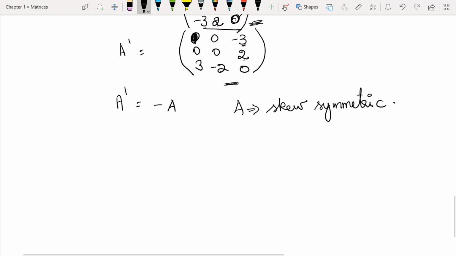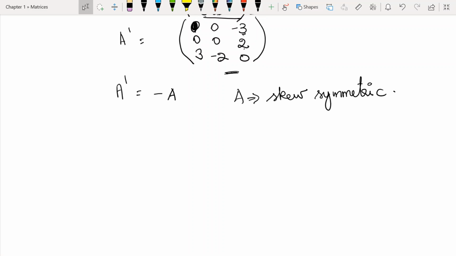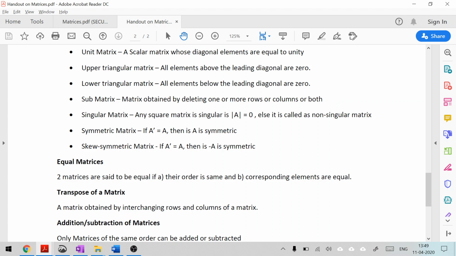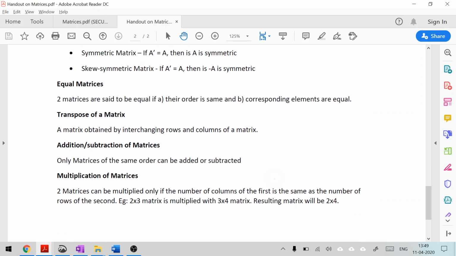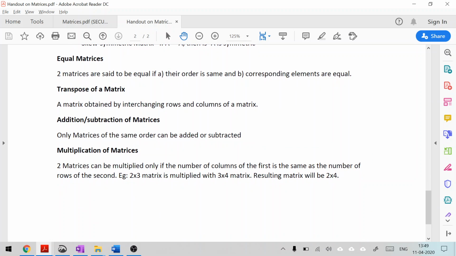I hope you've got the idea of the basics of the different types of matrices. So these are all the different types of matrices that we have here. Let us go to what is meant by equal matrices. You have any two matrices, they can be called equal only if their order is the same, which means the rows and columns in A are the same as the rows and columns in B.